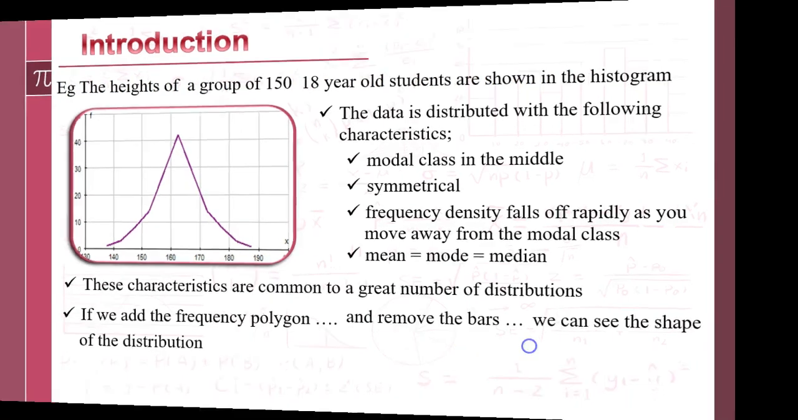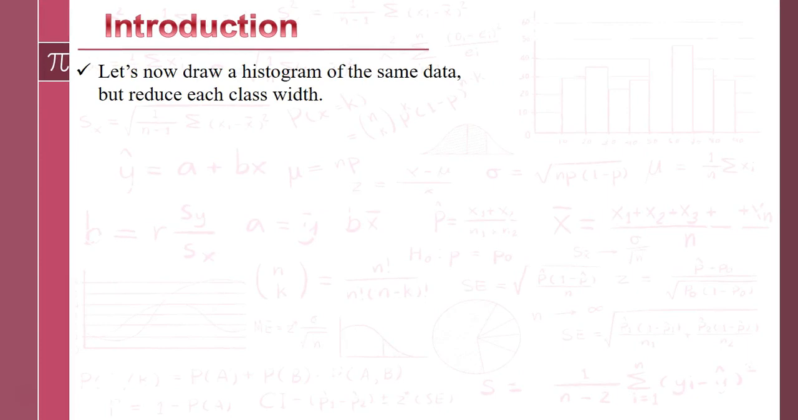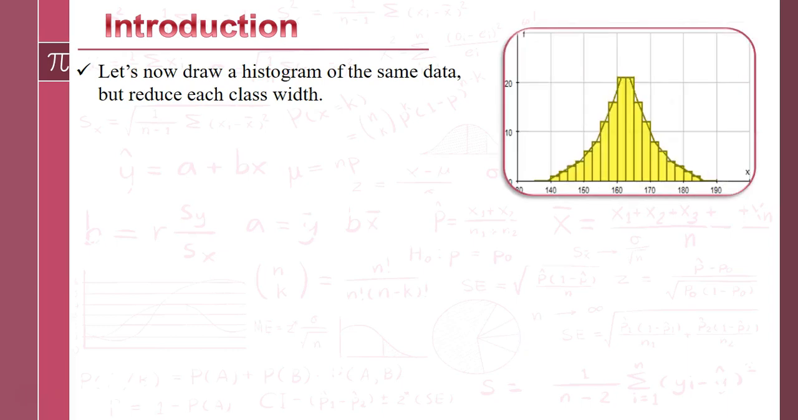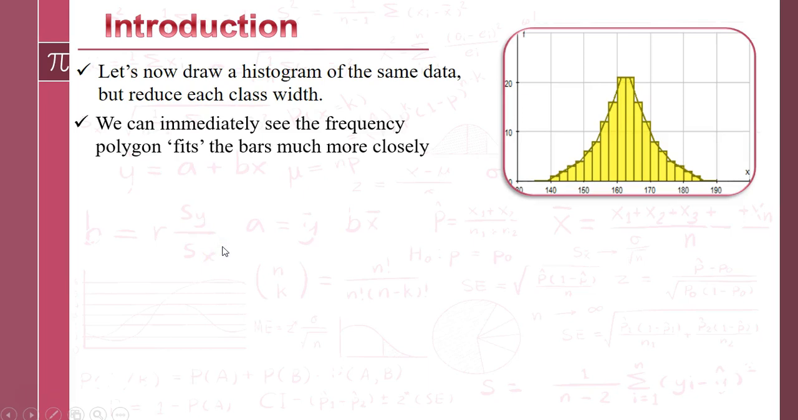Right, so let's go on a little bit more, but let's take exactly the same data, but this time we're going to draw a histogram, but we're going to reduce the class width, so we've got narrower bars. So what you've got now is the same data, narrower bars, we've got the frequency polygon already drawn on, and straight away you can see that the frequency polygon fits a lot better to the bars. There are still little bits of gaps, but essentially it's matching much closer to the bars now than the previous one.